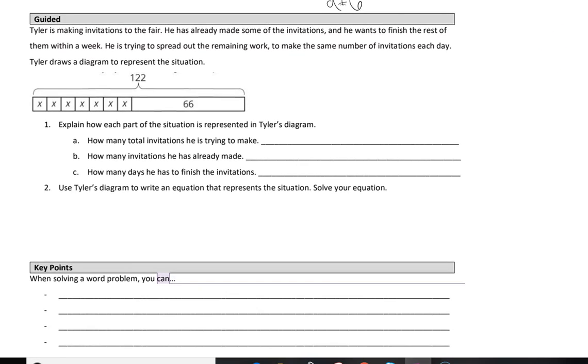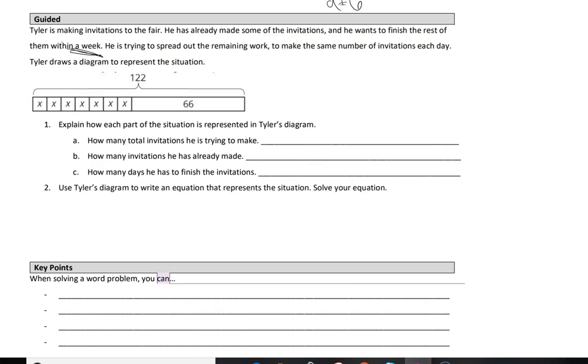So we have Tyler's making invitations to the fair. He has already made some of the invitations, and he wants to finish the rest of them within a week. That's going to be important. Let's underline that. He is trying to spread out the remaining work to make the same number of invitations each day. Tyler draws the diagram to represent the situation. So we're going to think about how each part of the situation is represented in Tyler's diagram.